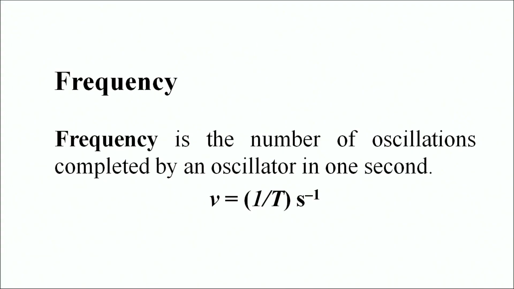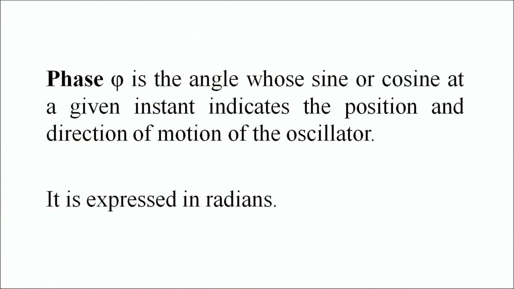Further, the frequency. As we have learned, frequency is the number of oscillations completed by the oscillator in 1 second and is given as nu equal to 1 upon T hertz, or 1 upon T second inverse. So, the frequency of this system will be 1 by 8 pi second inverse. Another very important parameter associated with simple harmonic motion is phase, which is the angle whose sine or cosine at a given instant indicates the position and the direction of the motion of the oscillator. This is generally expressed in radians.